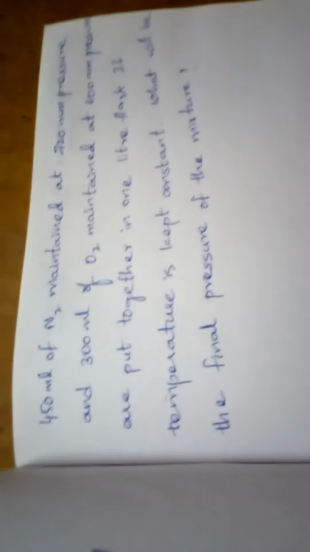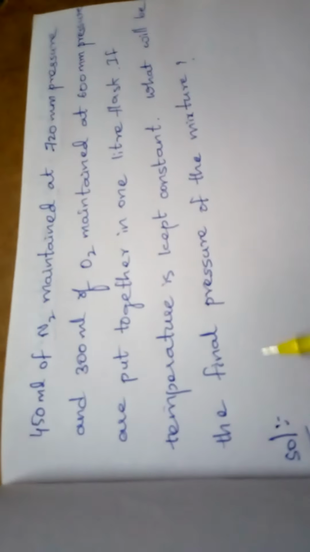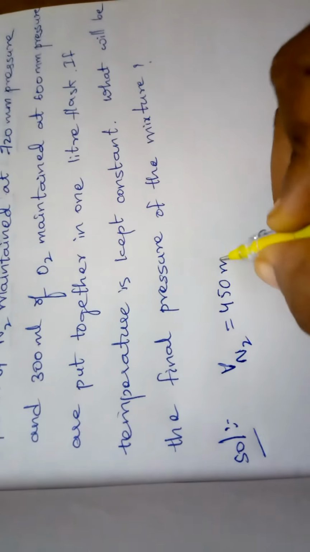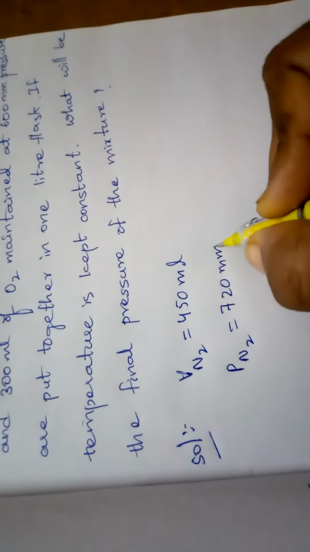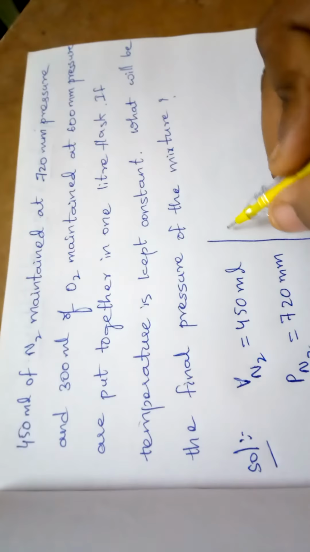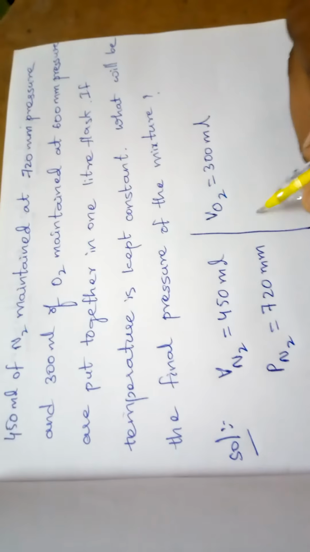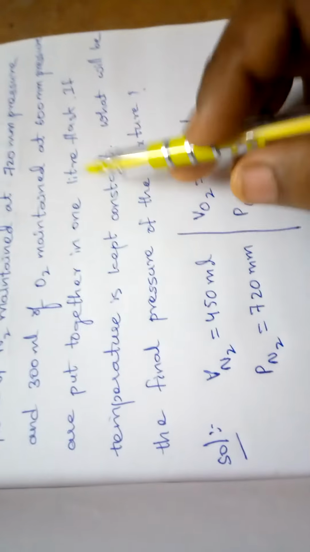Okay, now coming to one problem. This is your first problem: 450 ml of nitrogen maintained at 720 mm of pressure. What is the volume of nitrogen given? 450 ml. And what is the pressure of nitrogen? 720 mm. And one more: what is the volume of oxygen given? 300 ml. And what is the pressure of oxygen given here? 600 mm.